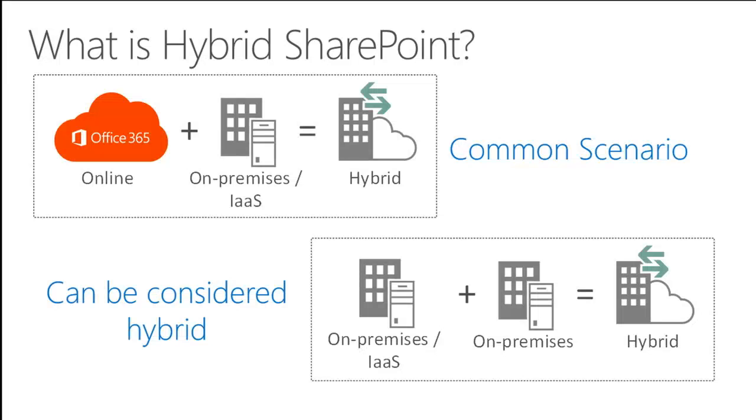We have two things we're going to talk about. Primarily, we're going to talk about the top part of the slide, the common scenarios, which are really Office 365 multi-tenant connected back to an on-premises or IaaS deployment. That equals your traditional hybrid. We're also going to talk a little bit about just IaaS back to on-premises, or maybe on-premises to on-premises. Not a true hybrid environment, but some scenarios mimic that as well. So we'll talk about both of those.